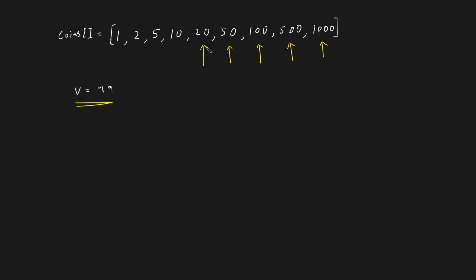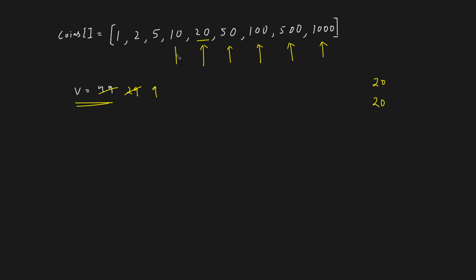So at first we take the 20 rupee denomination and try to make 49. The leftover amount will be 29. We again check if the 20 rupee denomination can be used to form 29, and we see that we can use it again. After we have used a 20 rupee denomination, the leftover amount will be 9. So again we check, can we use a 20 rupee denomination? And we see that we cannot.